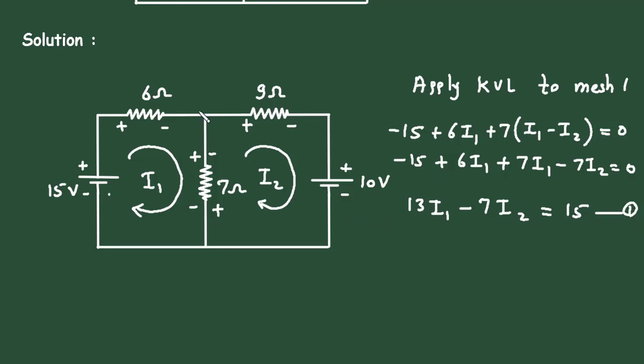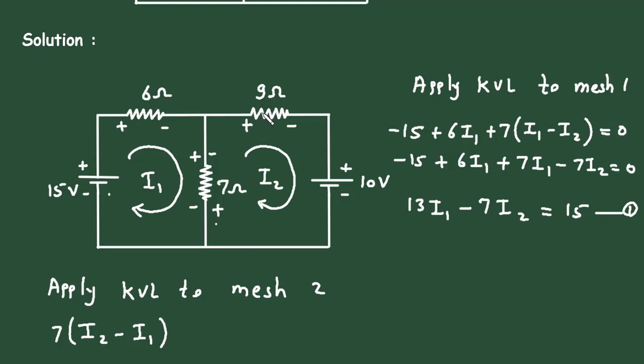Now let's apply KVL to mesh number 2. Now let's say we are starting from this point, so it will be plus 7. Now again this 7 ohm is common in both mesh 2 and mesh 1, and currently we are solving for mesh number 2. So it will be 7 in bracket I2 minus I1, then plus 9I2, then plus 10 is equal to 0.